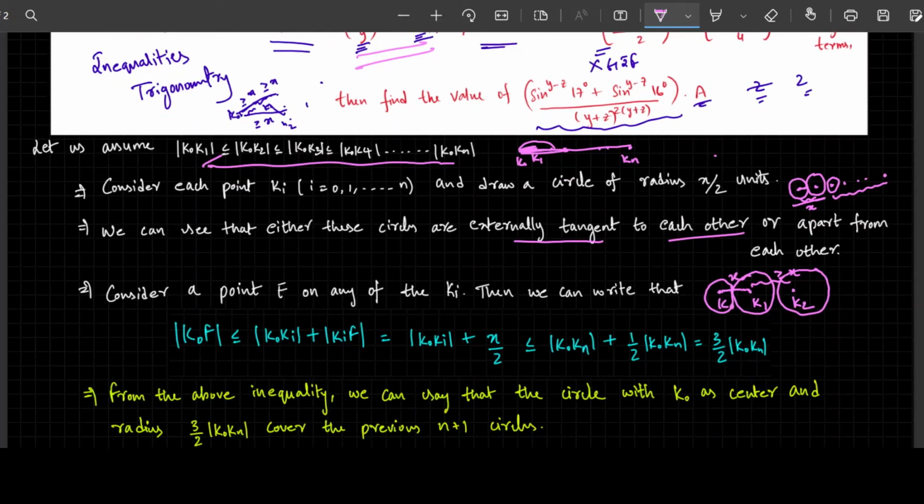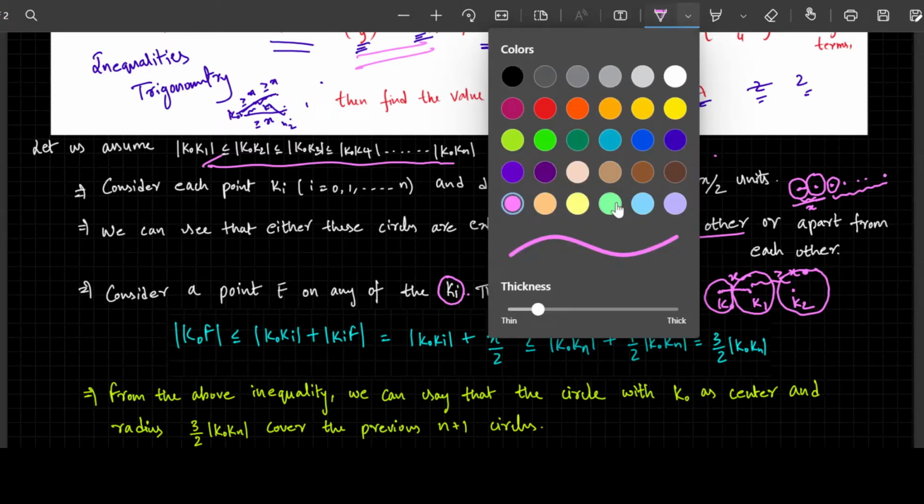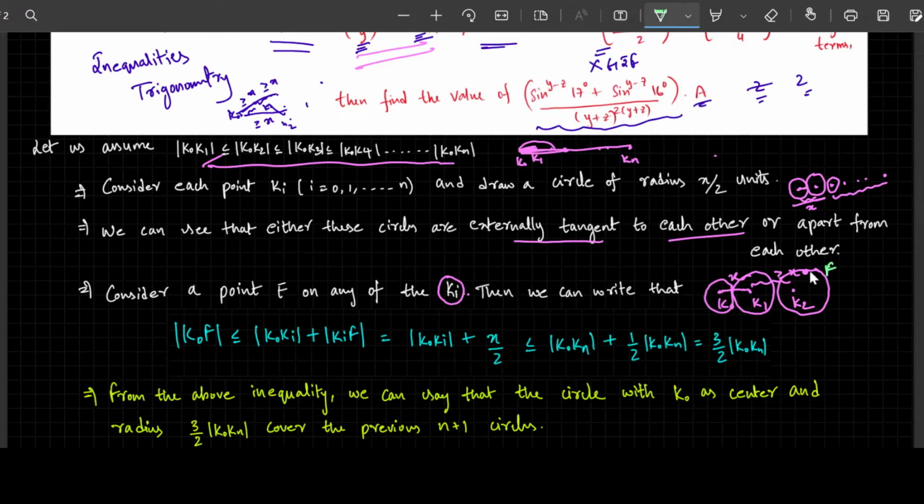Now consider a point f on any of the circle ki. What do you mean by circle ki? That is the circle with ki as the center. So if I choose point f here, I'll just change the ink. I'll put point f here. Fine, this is the point f that I'm choosing. Then we can write that the distance k naught f is less than or equal to k naught ki. So this is the ki I'm choosing right now, i is 2 for the assumption that I'm taking, plus kif. So kif is this. So this is the distance.